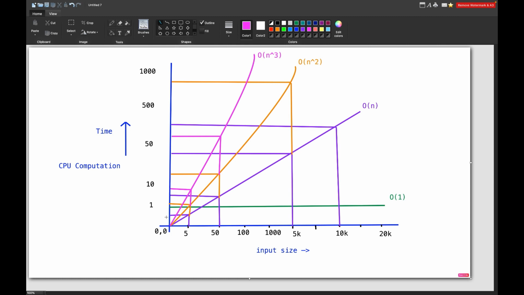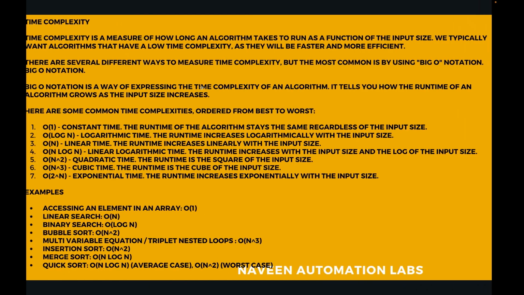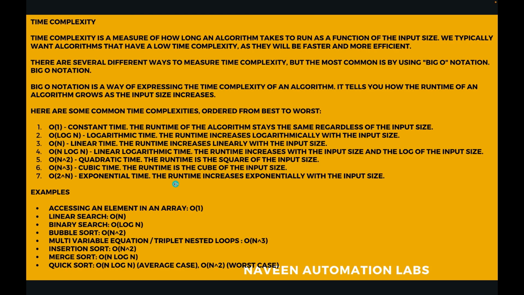So you just keep moving the graph: O(n) to the power 4 or O(n) to the power n, something like this. You can draw it over here like that. Okay, so this is about O(n) cube, cubic time.